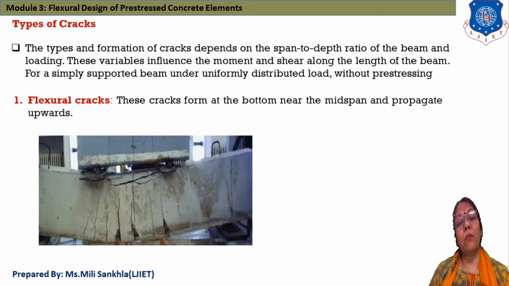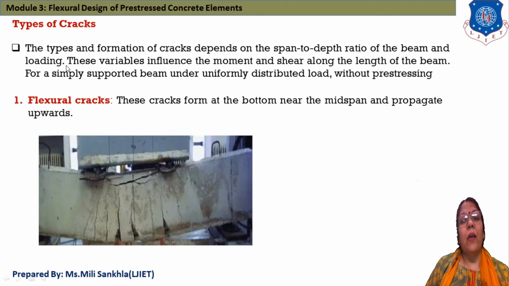Now next we discuss the types of cracks that happen in our pre-stress concrete member. First of all, the type and formation of cracks depend upon the span and depth ratio of the beam and the loading. The cracking depends upon the span and depth ratio of our beam, and also on which type of loading the beam is subjected to. These variables influence the moment and shear along the length of the beam. That means cracks affect the values of shear force and bending moment along the length of the beam.